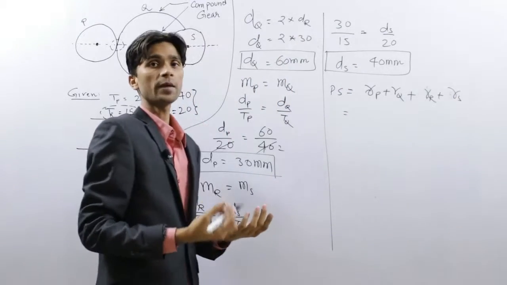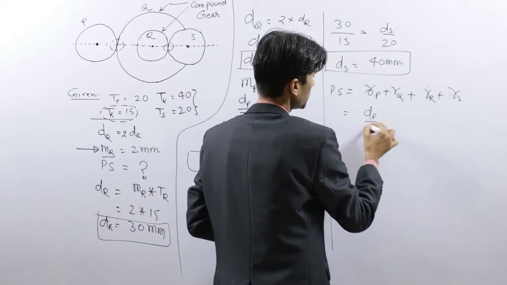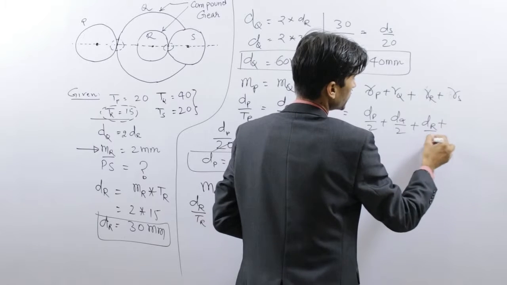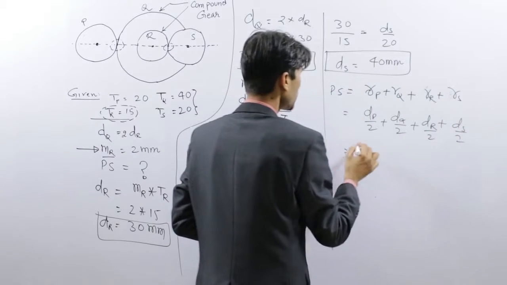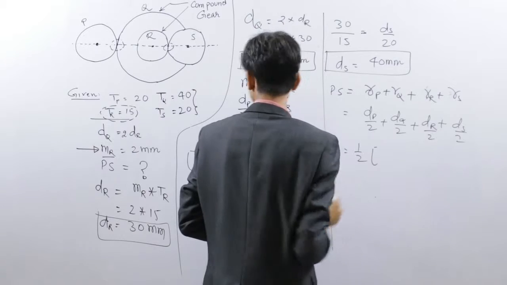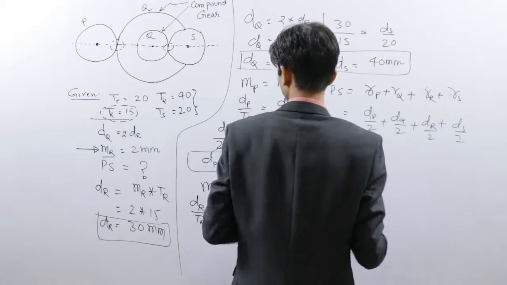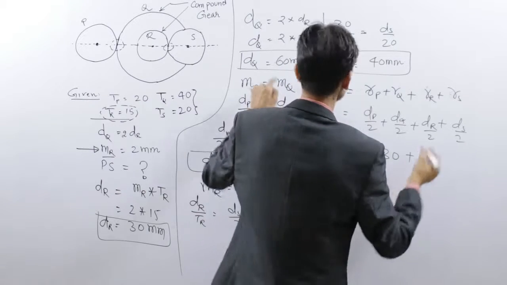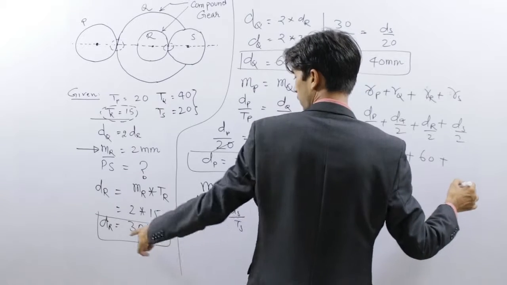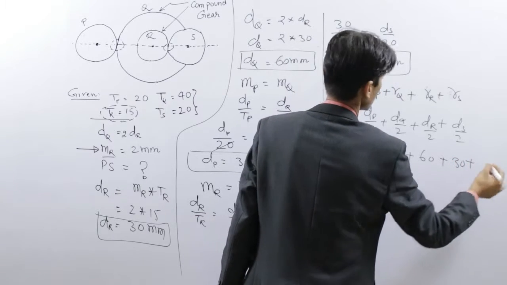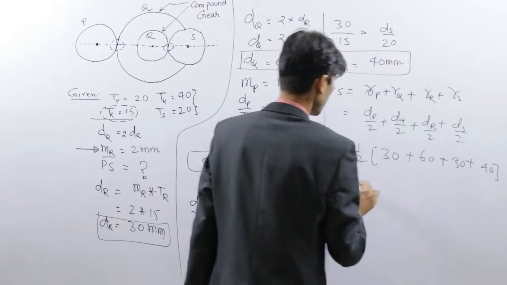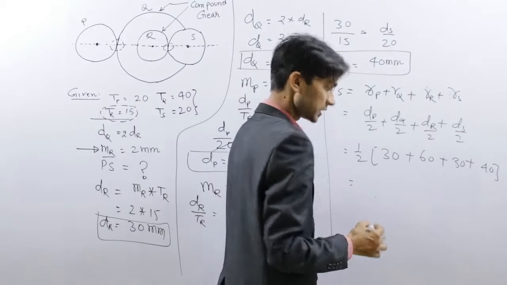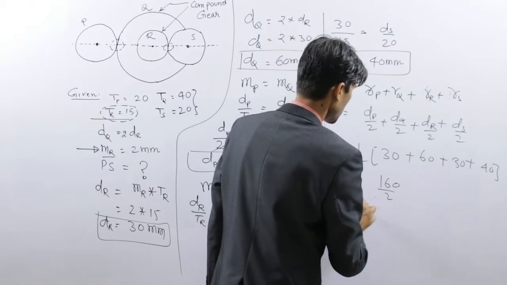Radius is diameter by 2. So it is the diameter of P divided by 2, plus the diameter of Q divided by 2, plus the diameter of R divided by 2, plus the diameter of S divided by 2. We can take 1 by 2 common outside. The diameter of P is 30, the diameter of Q is 60, the diameter of R is 30, and the diameter of S is 40. If we add all the values, we get 160. 160 divided by 2 comes out to be 80 mm.